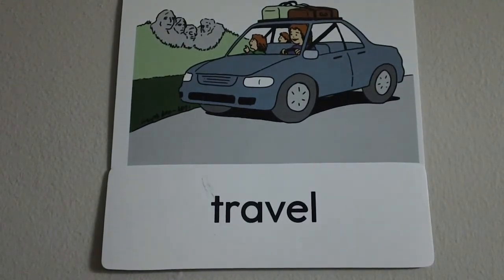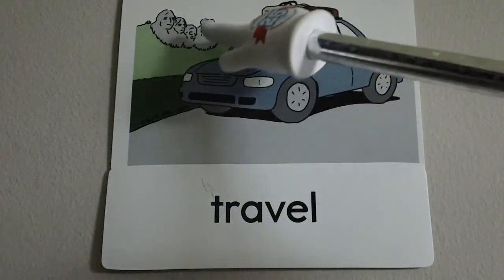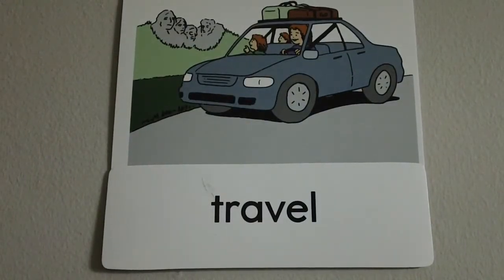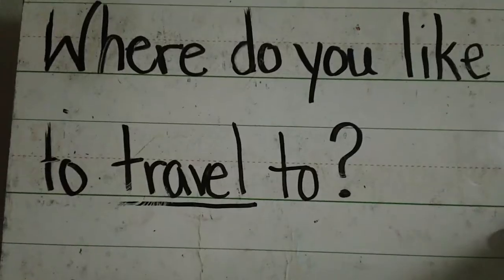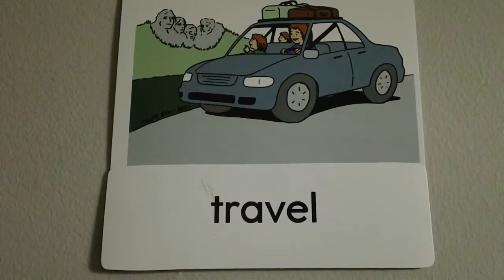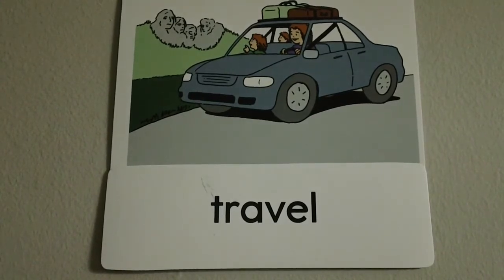This family looks like they're traveling in a car. Wow, it looks like they're passing by Mount Rushmore, which is a national monument. Where do you like to travel to? Miss Dempsey likes to travel to places where it's warm, like Florida and Texas.